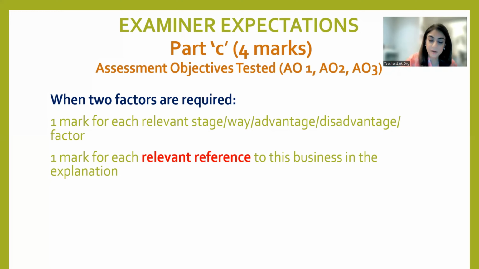Now, the other mark, I've highlighted this in red, relevant reference. Now, that means if you're just explaining it, you're not getting the other mark. You have to give reference to the context. Now, context is the case study that you have. Okay, so that case study reference needs to be there. I'll explain that further when we move on. So 1 mark for identification and 1 mark for the relevant explanation.